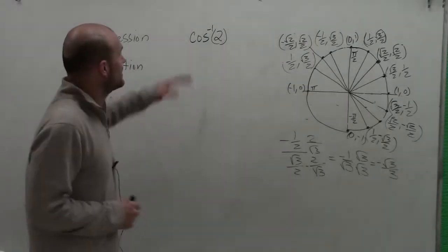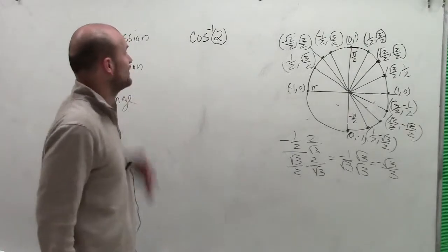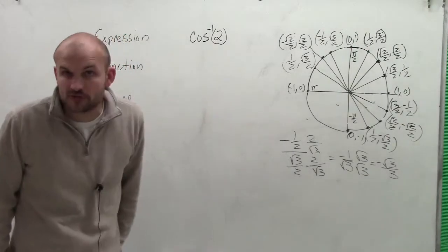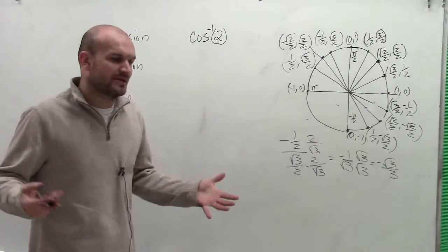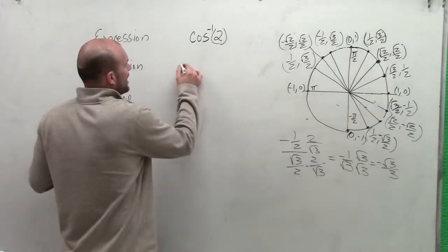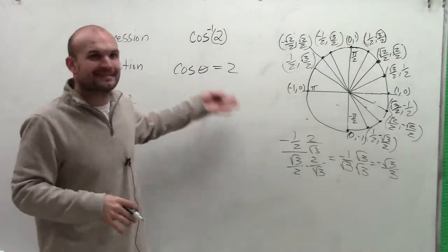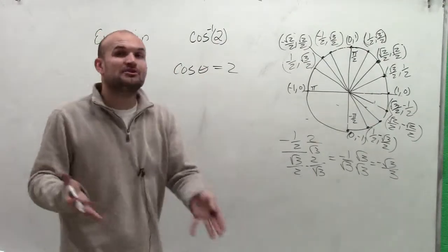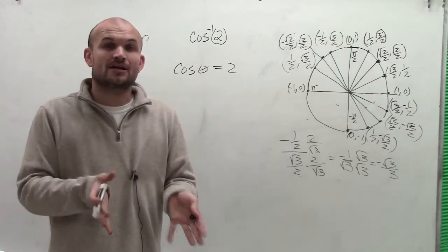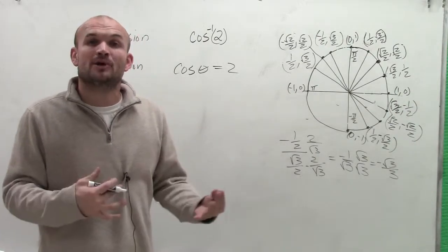Okay, so welcome. What I'd like to do is see if I can evaluate now the inverse cosine of 2. And this kind of presents a problem because if I write this in function notation, I write this as cosine of an angle that equals 2. So what angle, when I take the cosine of it, equals 2? And remember, the cosine represents your x coordinate on a point on the unit circle.